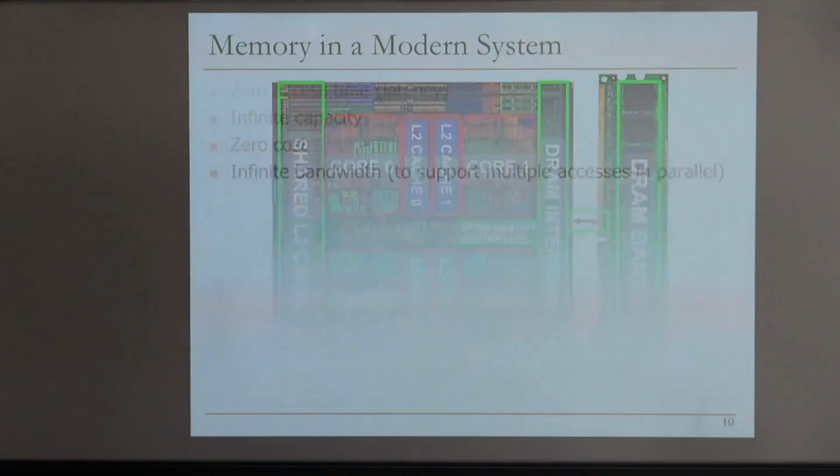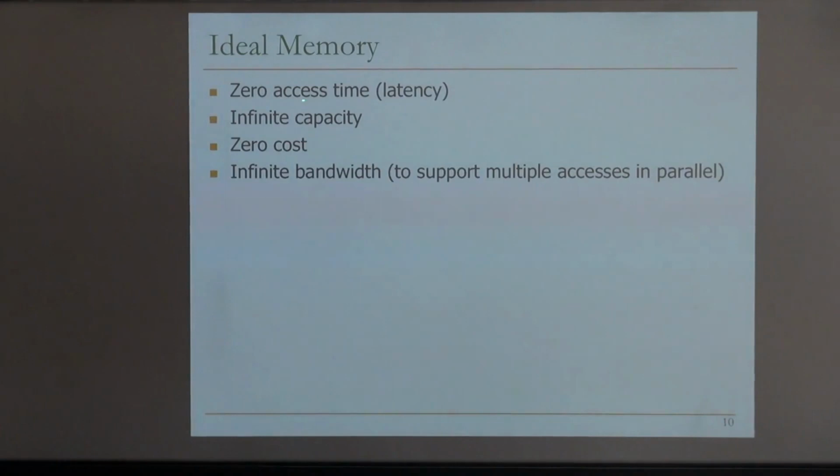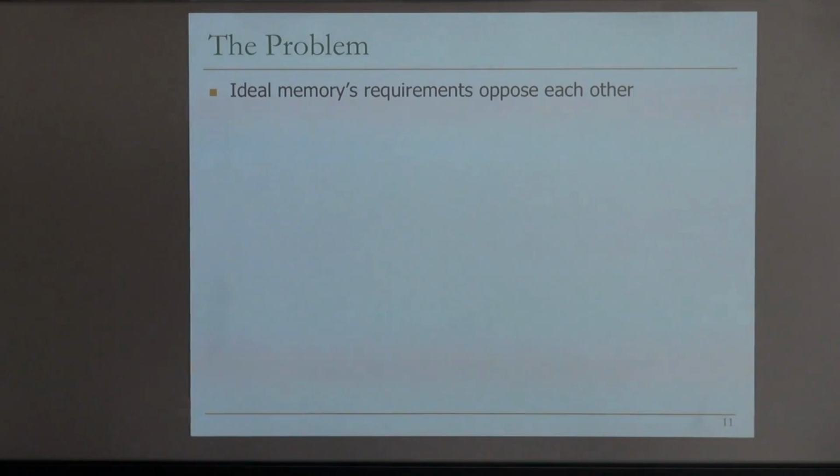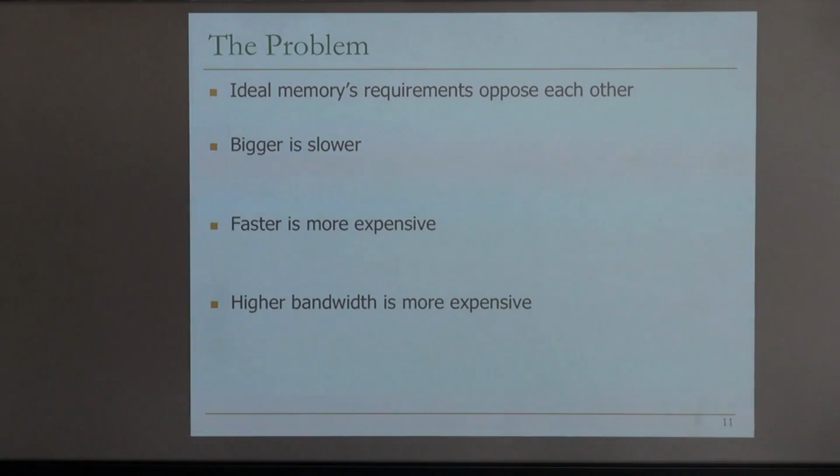So ideal memory, as I said, we want everything to be fast, high capacity, zero cost, and infinite bandwidth. How do you get that? Good luck. Basically, the problem is these requirements oppose each other. Bigger is slower, naturally. Faster is more expensive. And higher bandwidth is also more expensive. And lower latency is also even more expensive, actually, as we will see when we talk about the design. I don't have it here, but you should assume that.